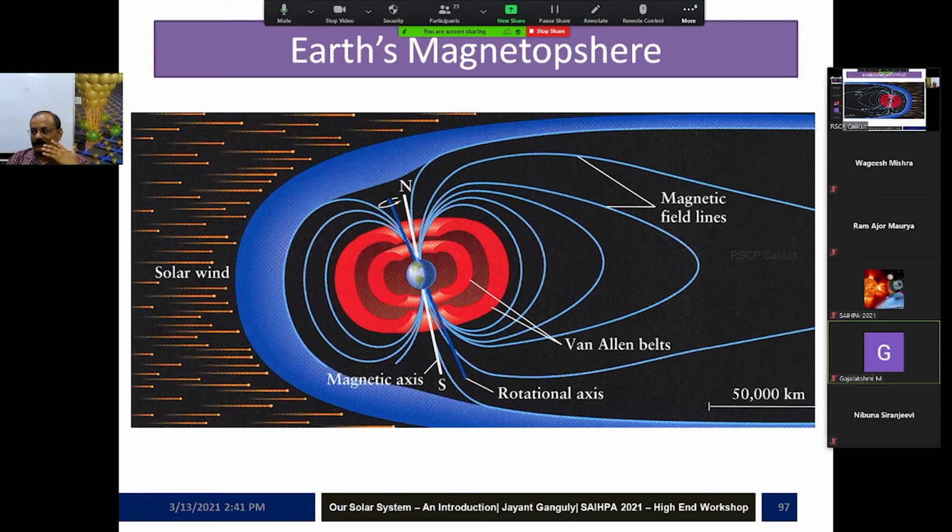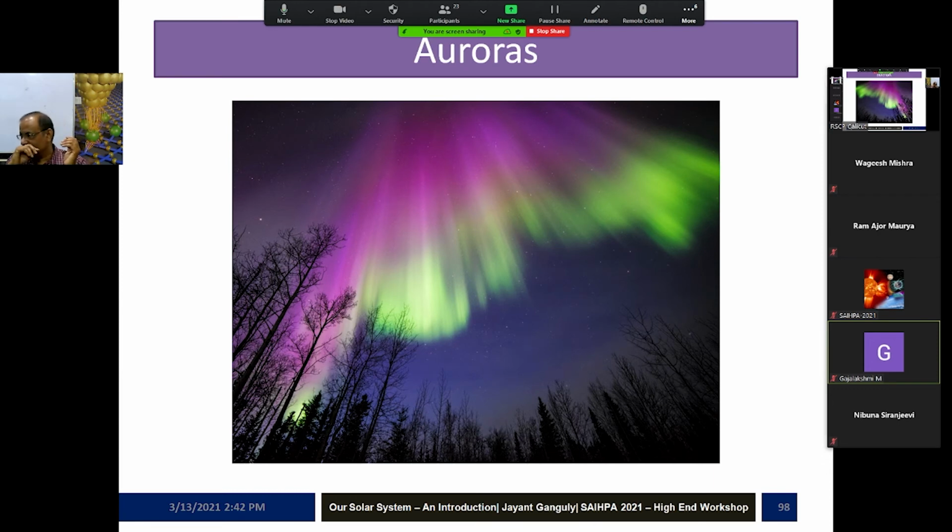As I told you, geologically the Earth is very active. It has a central core which has a high temperature, and it has a good magnetosphere, and this magnetosphere saves us from the solar wind. Not only that, a lot of charged particles are trapped by that magnetic field, and they go to the polar regions, and we see beautiful auroras when we go to the North Pole or the South Pole. These are the aurora australis and aurora borealis, the southern and northern sky. So these are some of the things.